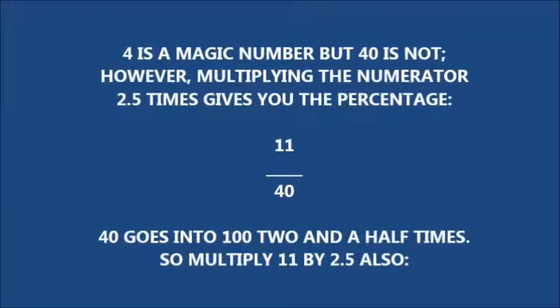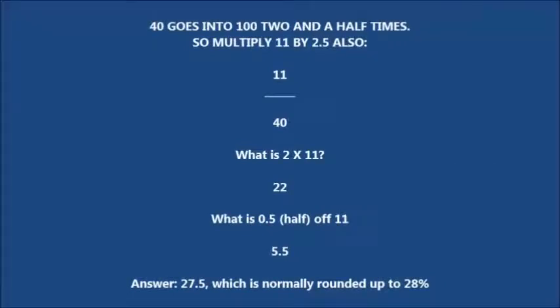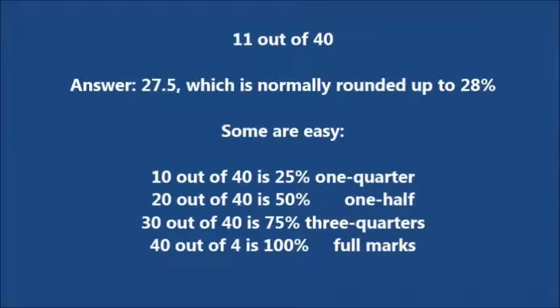4 is a magic number, but 40 is not. However, multiplying the numerator by 2.5 gives you the percentage. 11 over 40. 40 goes into 100 2.5 times. So multiply 11 by 2.5 also. What is 2 times 11? That's 22. What is half times 11? That's 5.5. Answer 27.5, which is normally rounded up to 28%.